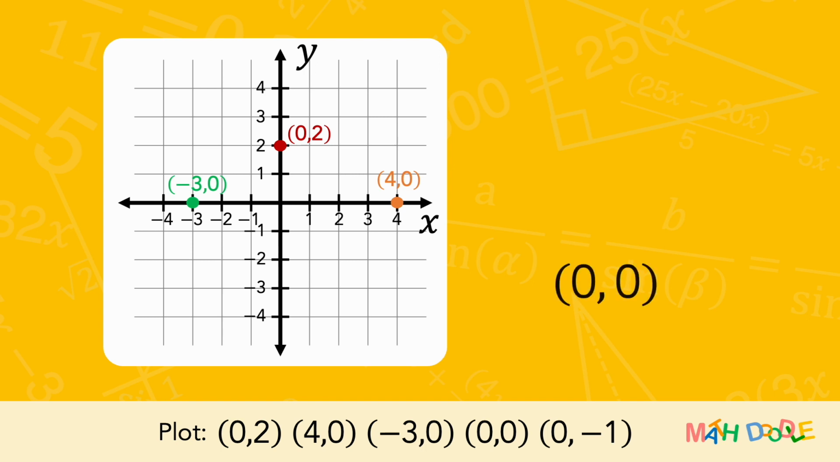Next, let's plot the point (0, 0). Since both the x and y coordinates of the point are 0, it is located at the intersection of the x-axis and the y-axis, which is called the origin.